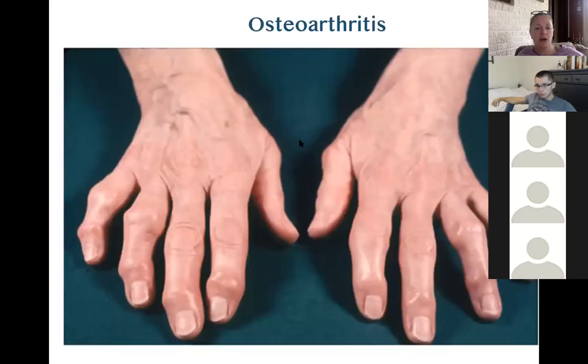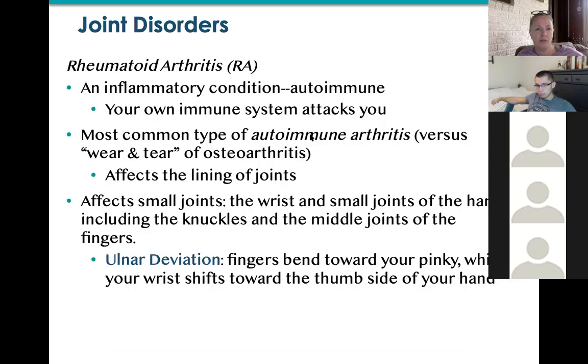So this is what osteoarthritis looks like in the elderly hands. You've probably seen it on your grandparents or some other elderly person that you know. It's deforming a little bit. This is different from rheumatoid arthritis. Rheumatoid arthritis, you tend to get younger, and it's an inflammatory condition in which your own immune system attacks your joints, okay? It attacks the joints, and it tends to affect your small joints first, in the wrist and in the hand.